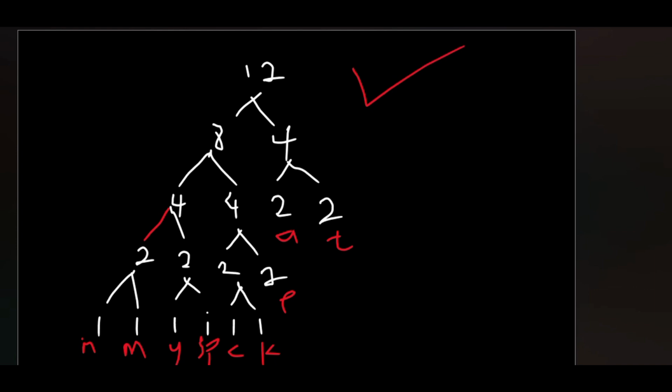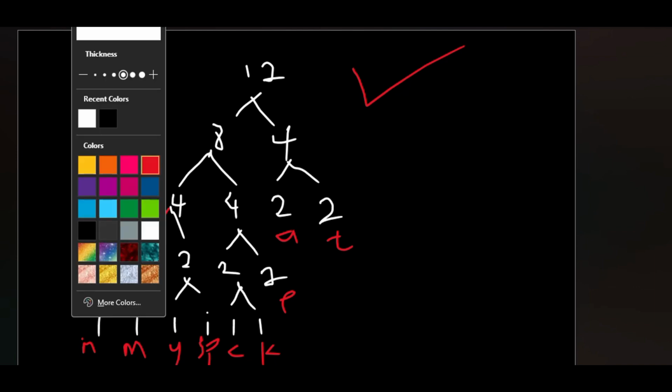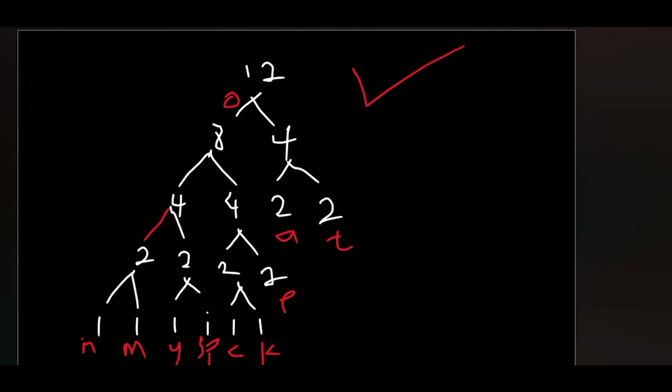Okay, so now that we have the tree, what do we do next? The next thing is that we draw a table. First of all, we number all the left hand side of the tree to be 0, or the right hand side of the tree to be 1. So every right hand side takes 1, 1, 1. Every right hand side you make it 1. Every left hand side of the tree you make it 0.